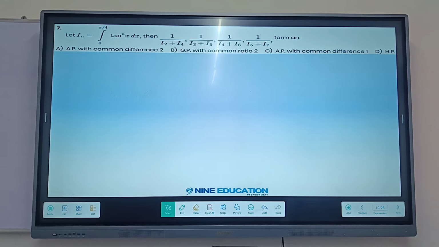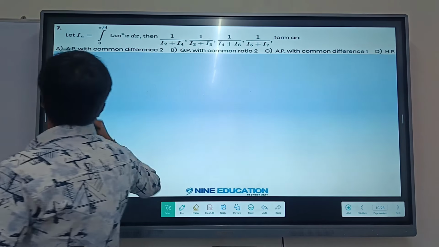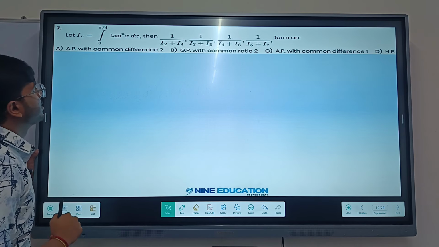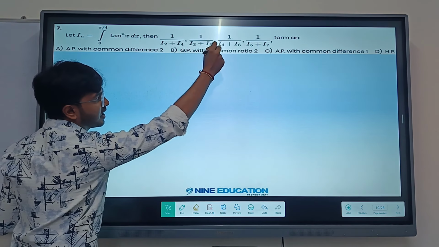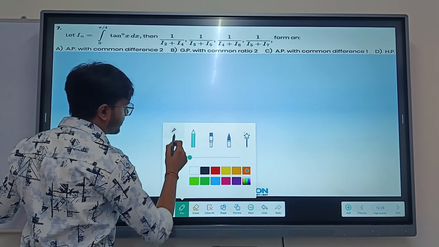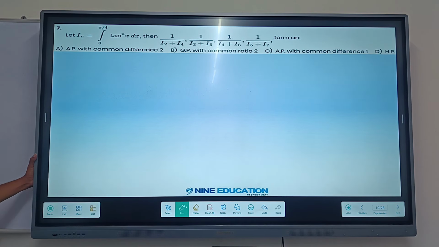Okay, question number 7. We are given In, which is the integral from 0 to pi by 4 of tan power n x dx, and I have to find I2, I4, I3, I5. They are making some AP. So let's try to do that.